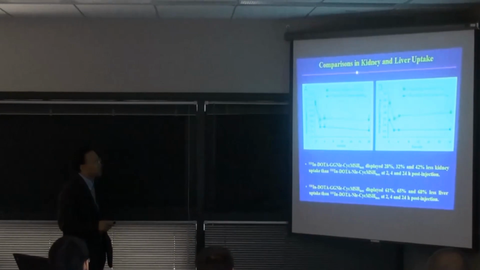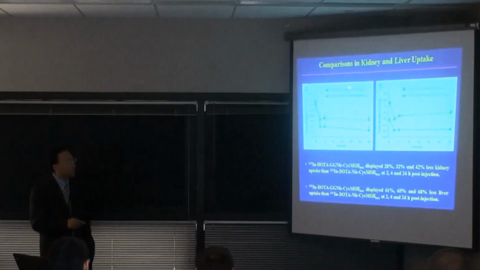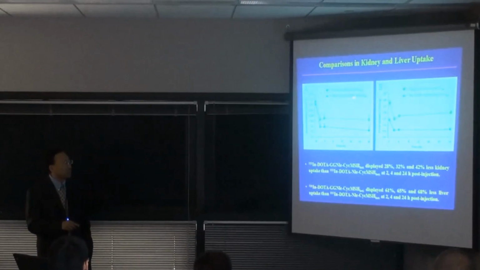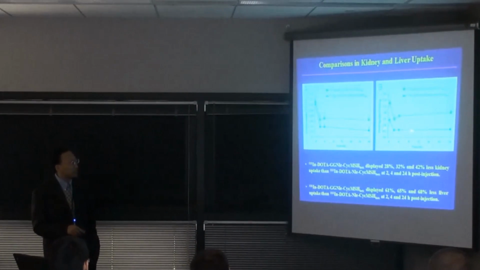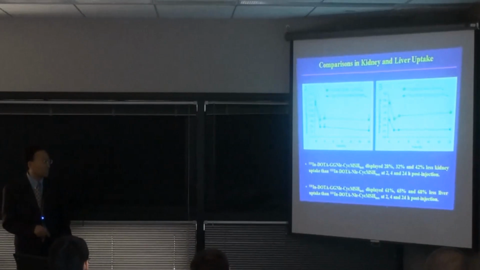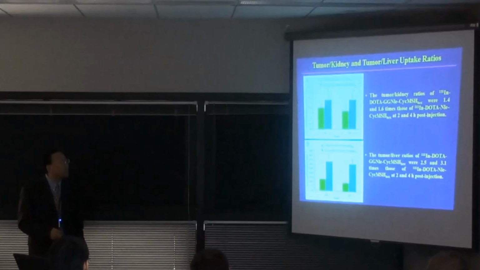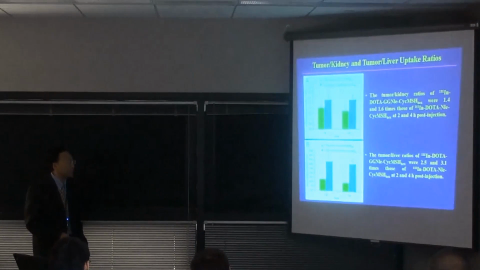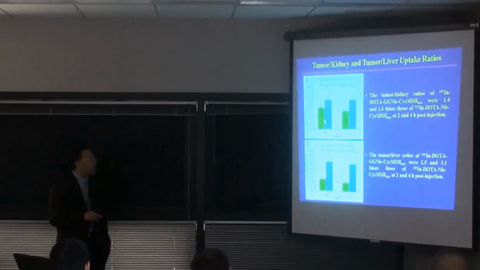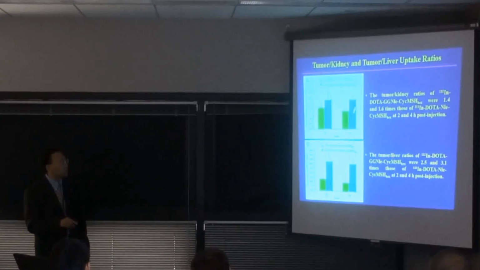So this slide shows you the comparison in kidney and liver uptake between the peptide with or without the GG linker. So basically the blue curves are the indium peptide with the GG linker in it. You can quickly see that by inserting this GG linker, it decreased the renal uptake about 1/3, 30%, and the liver uptake was decreased about 2/3, 60%. Now, if you look at the tumor to kidney ratio and tumor to liver uptake ratio, it's another way to really see the improvement. So by inserting a glycine linker, you increase the tumor to kidney uptake ratio as well as the tumor to liver uptake ratio here.